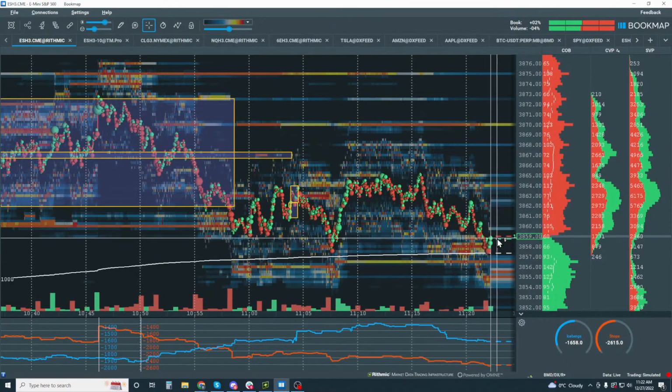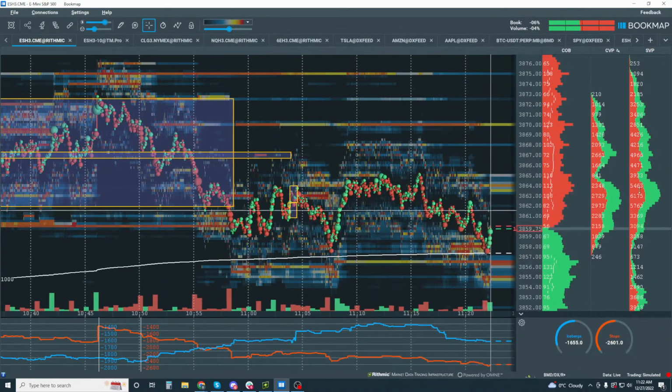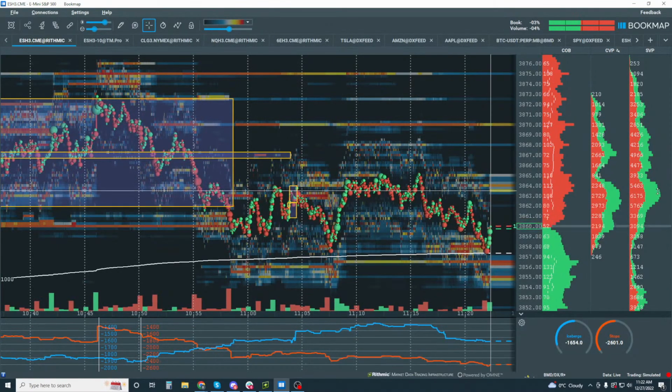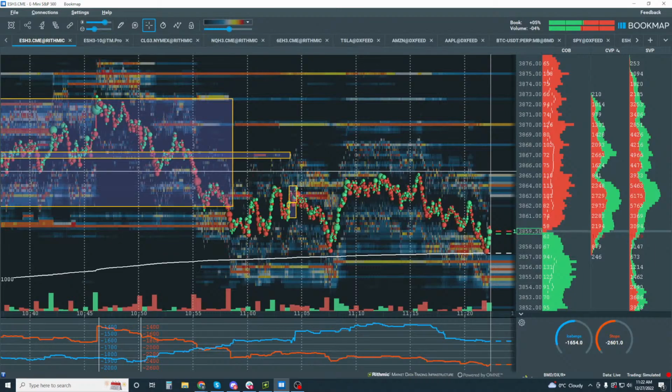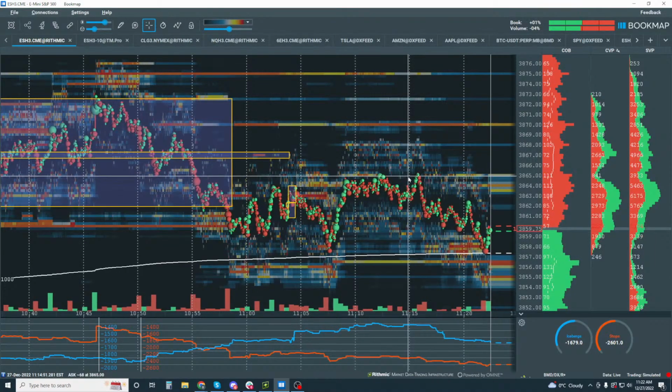Let's see it reject. Looking for it to reject here. Looking for those buyers to come in. And initially just trade it back up to the high volume node, or back up into here, basically in 65. I like 65 still.